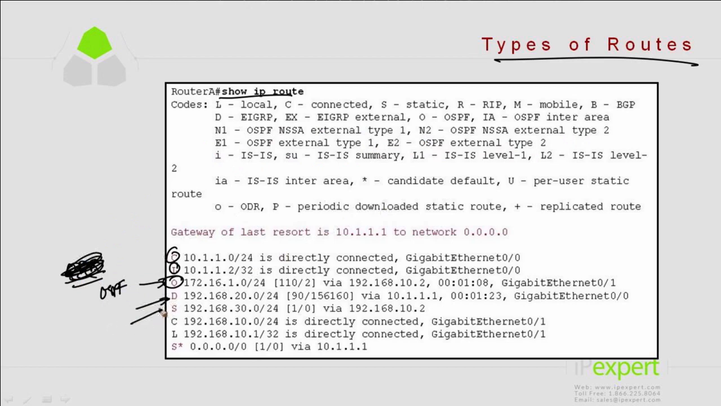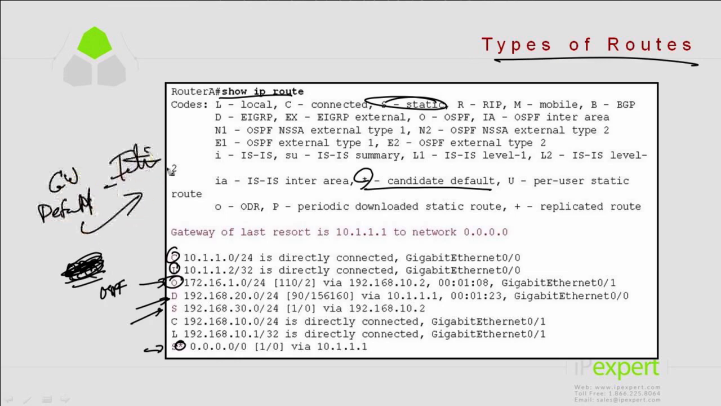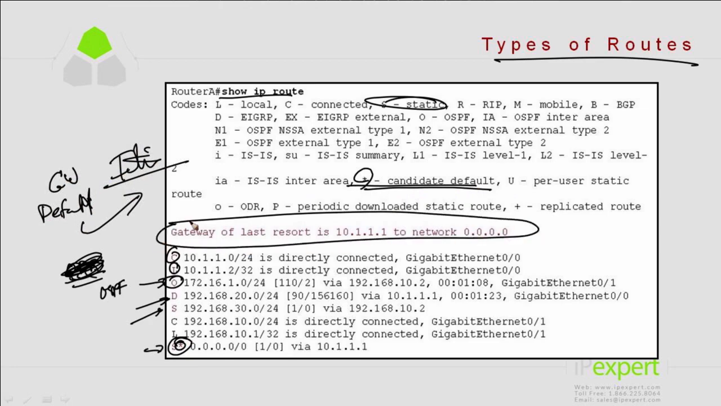D means EIGRP. S means it's a static prefix that was learned. S with a star, an asterisk beside it, means something special. The asterisk means a candidate default route. Notice I mentioned the fact that we have to have a gateway of last resort or a default gateway in a lot of scenarios so that we can actually get out to the internet. Remember that part of our conversation. Well, what will happen here is this star means it can be used as a candidate default, and if it's selected, it's actually going to be entered into the system that says, gateway of last resort is 10.1.1.1 to reach network 0.0.0.0.